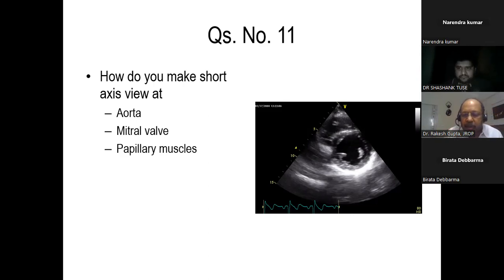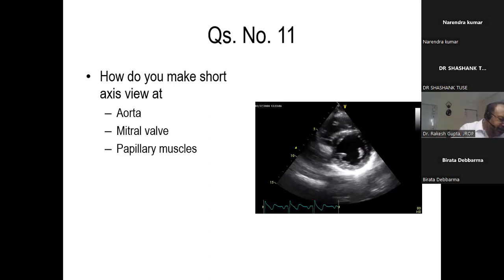Then I'll get the aortic level. I told you very categorically, let the footpin look towards the right shoulder, you will get aorta. Come back perpendicular at mitral valve, left intercostal space, you will get mitral valve. And just let the footpin look towards the left hip, you will get papillary muscles and apex. Remember, you are not able to see very categorically, sir.